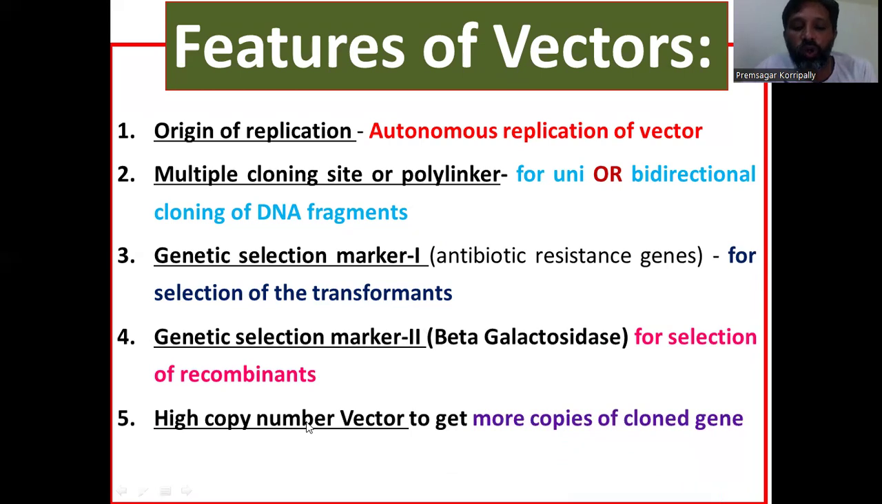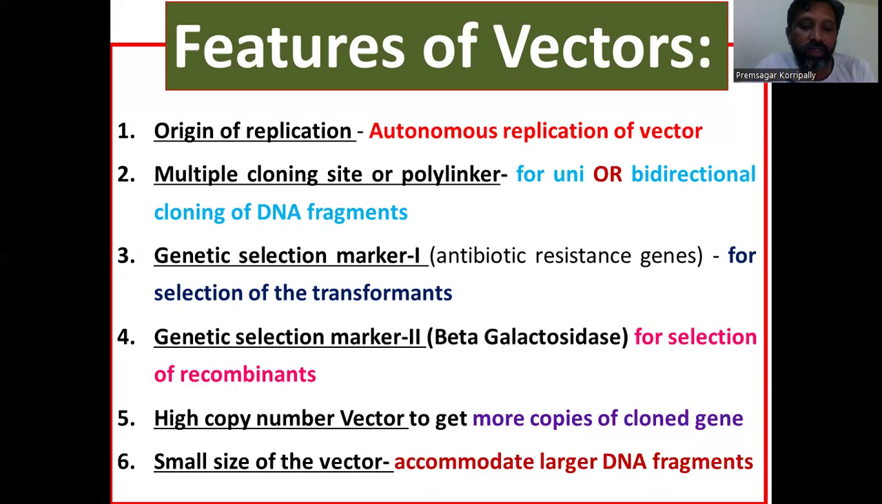Especially when you want to clone your gene of interest to get more copies of it, that vector must be high copy number. When you clone your gene of interest into a high copy vector, each cell has many copies of that vector, and there is a high chance to get your gene in large number or large quantity.